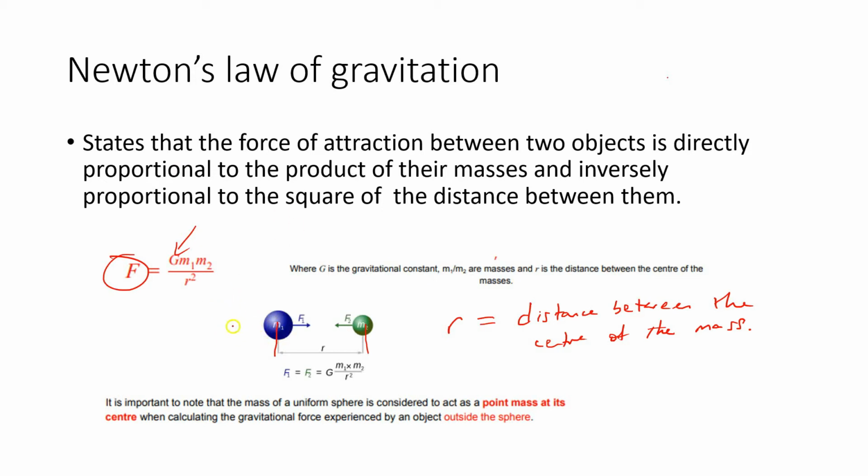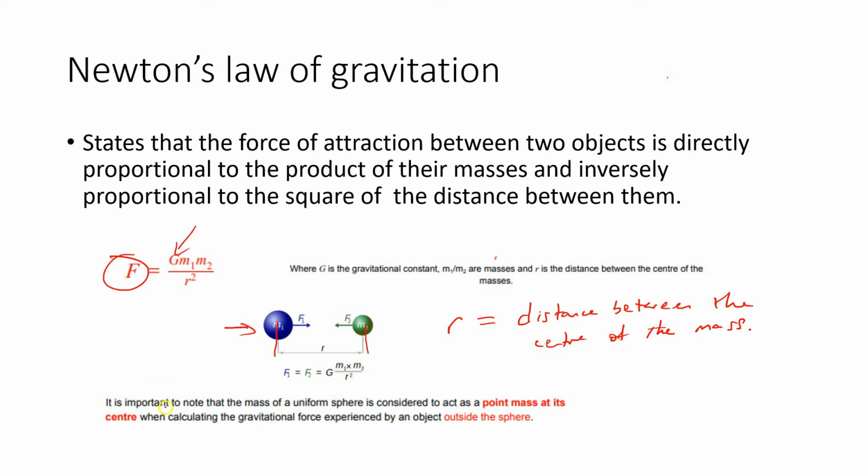To look at it from a sideways view, this is what is happening. Each object here is exerting a force on the other, right? So M1 is exerting a force on M2, and M2 is exerting a force on M1. The force that M1 is exerting is the same force that M2 is exerting, and we just put it in that equation: F is equal to G times M1 times M2 divided by R squared.